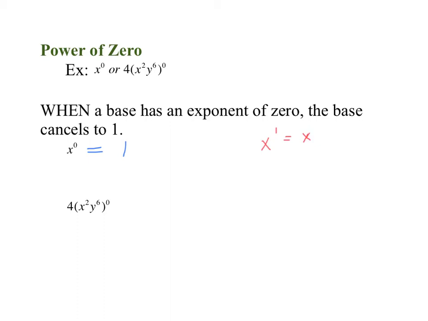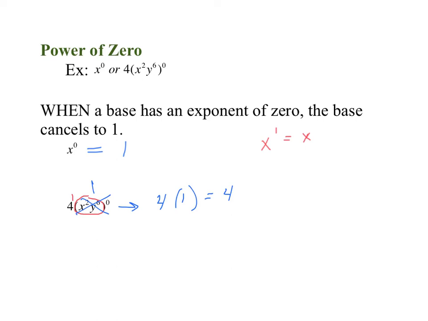Another example, here is 4 times a group to the 0 power. Please recognize that 4 is a base that has a power of 1. It has nothing to do with that power of 0 because it's not in the parentheses. But what's in the parentheses is all going to the 0 power. So what happens here is that this is 4 times 1, because this whole group cancels out to 1, and you're left with just 4.